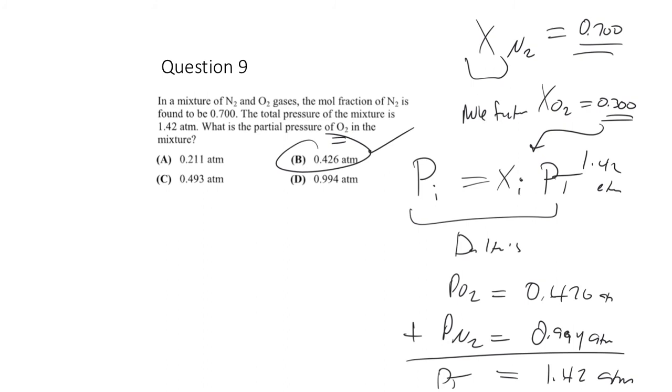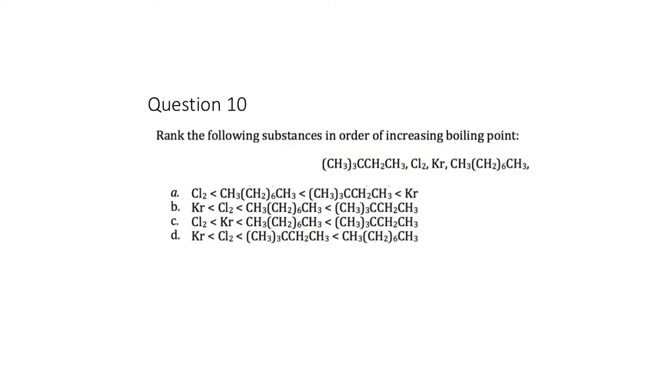Okay. Moving on to number 10, rank the following substances in order of increasing boiling point. Sorry, I'm just looking because something wasn't quite formatted right. There is 1, 2, 3, 4. I don't know why there's an extra parenthesis here. Okay, so we're ranking this molecule, Cl2, krypton, and then this molecule.